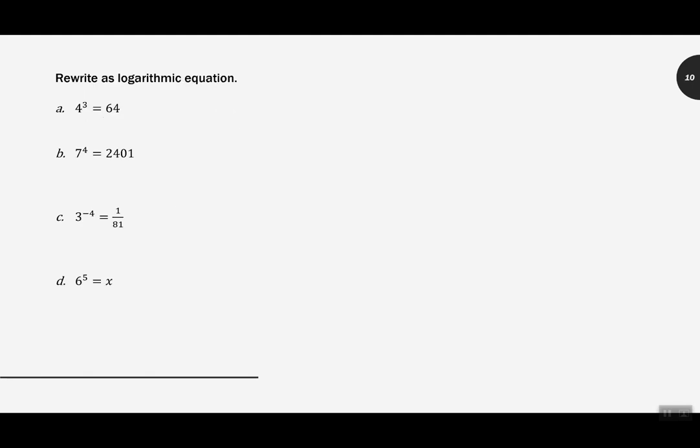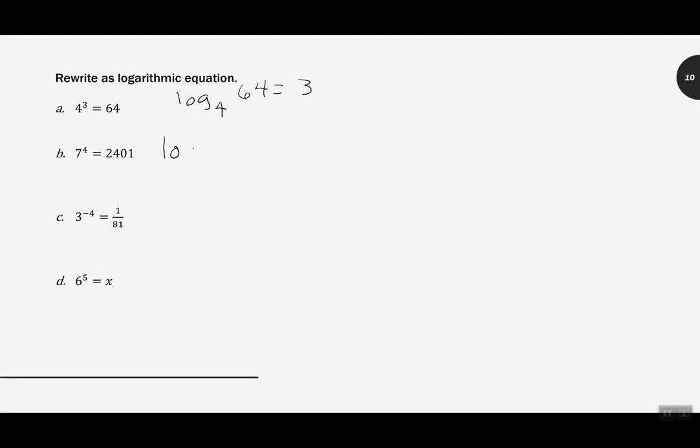Now let's just do that opposite. Let's reverse it. I'm going to rewrite these as a logarithmic equation. I have 4 cubed is 64. The base, 4, becomes the base of my logarithm. 64 is what I'd be taking the log of, and the exponent is 3.